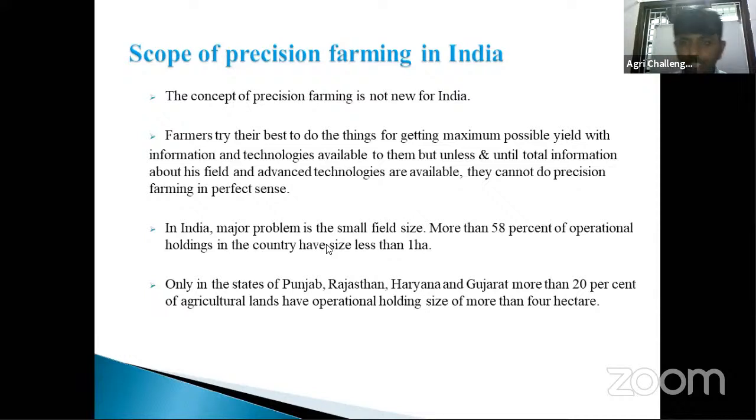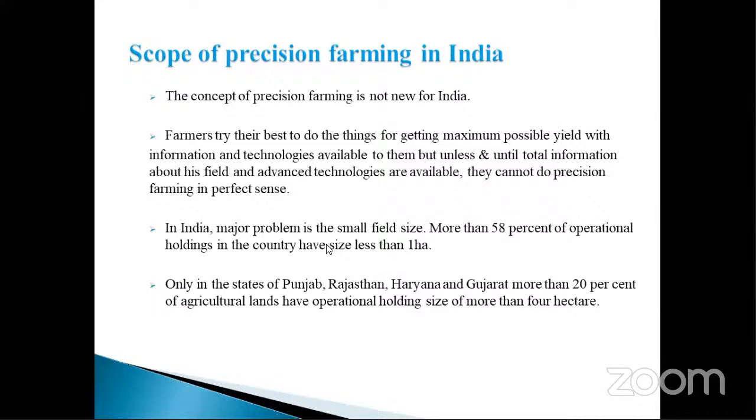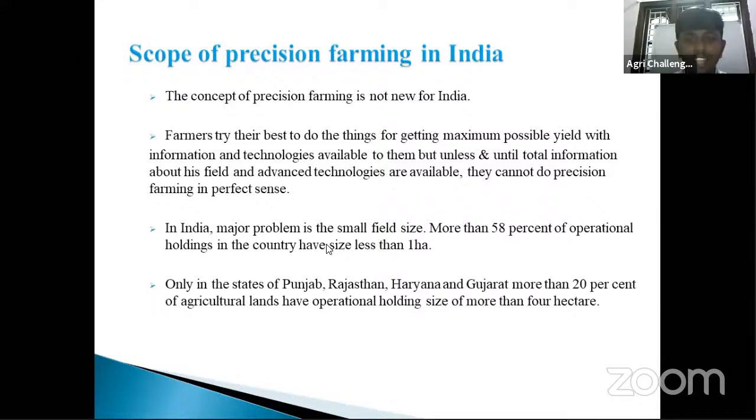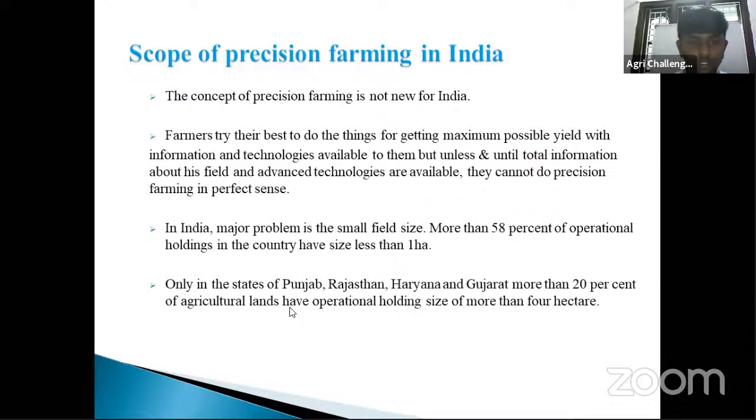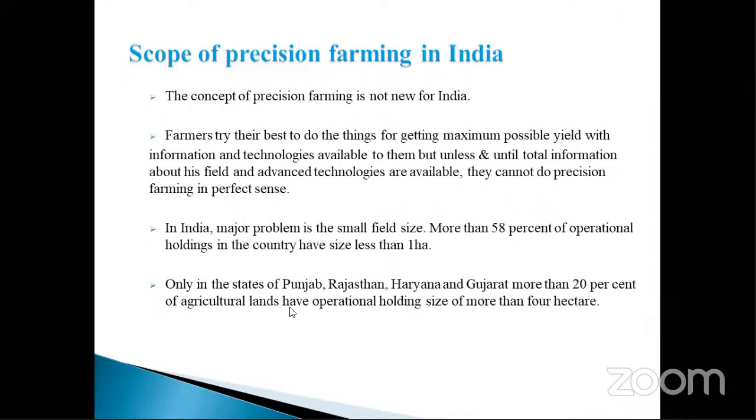More than 58% of the operational holdings in the country have a size of less than 1 hectare. Only in the states of Punjab, Rajasthan, Haryana, Gujarat, more than 20% of agricultural land has large operational holdings.